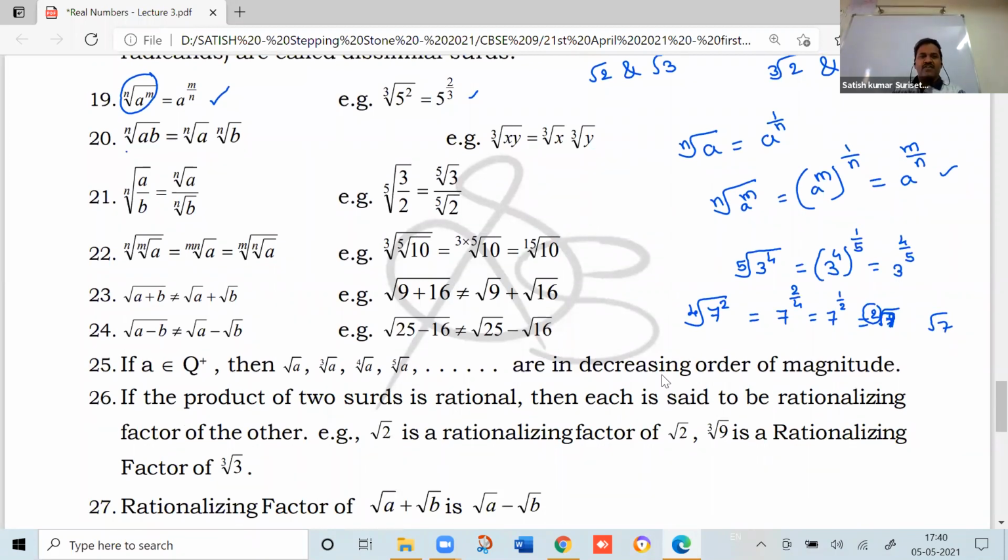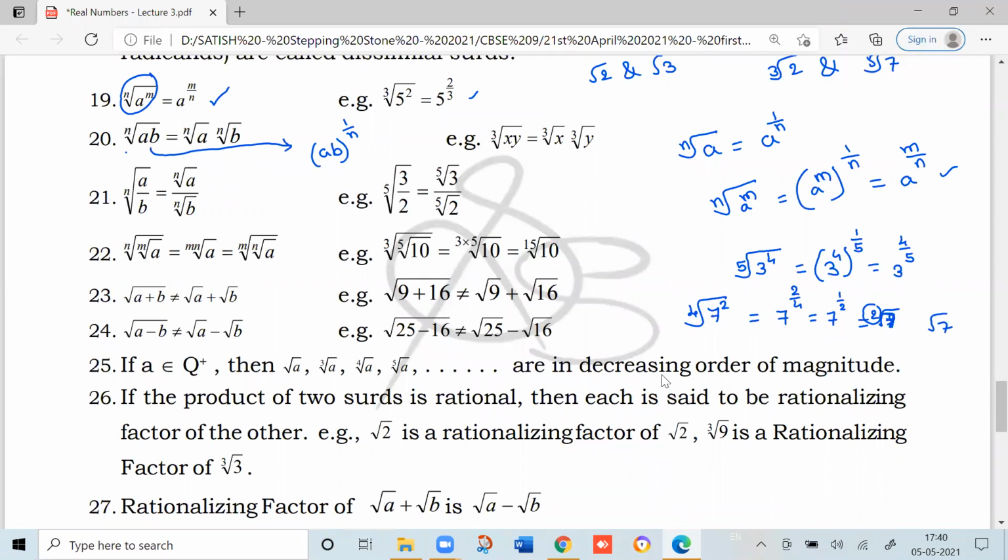Next. Nth root of AB will be same as what? Nth root of A into nth root of B. Now, nth root of AB in the exponent form, what can I write? AB whole to the power of 1 by n. And using the exponent properties, AB to the power of 1 by n will be same as A to the power of 1 upon n into B to the power of 1 upon n. And A to the power of 1 upon n will be same as nth root of A, and B to the power of 1 upon n is nth root of B.